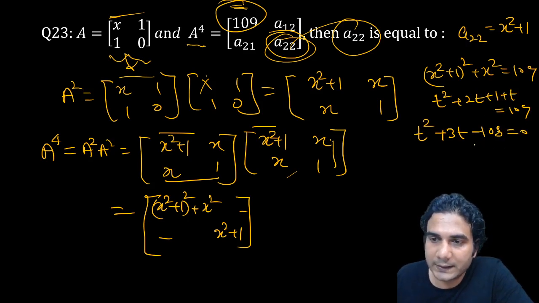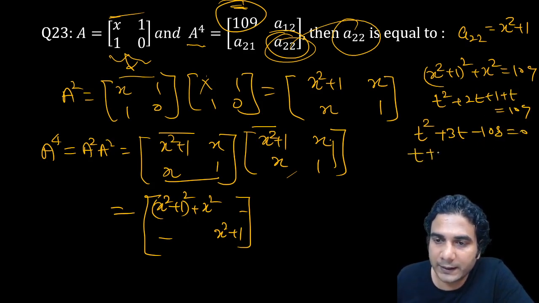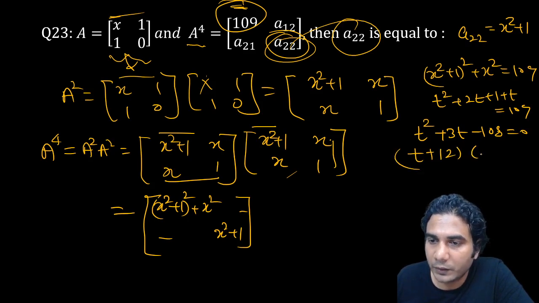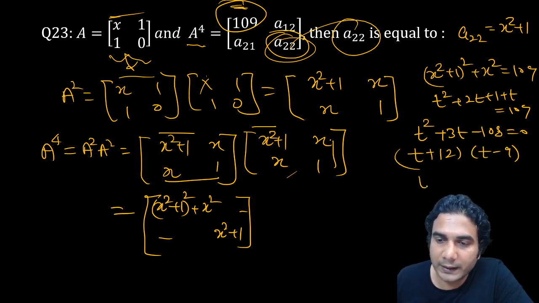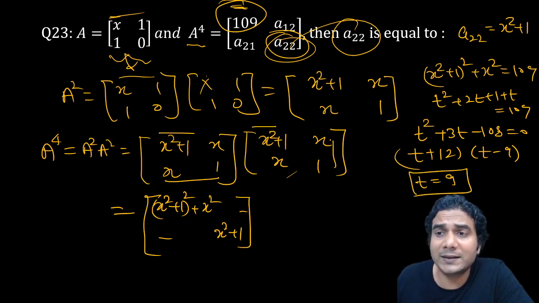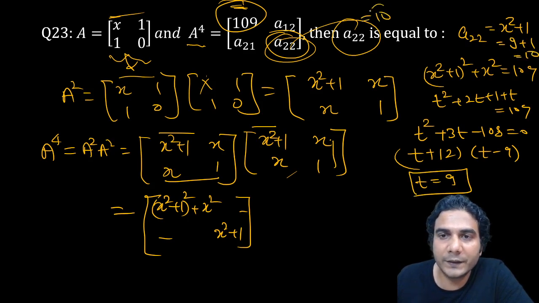So you can split this into 12 and 9. This can be written as t plus 12 into t minus 9. All right, so you'll get t is equal to 9 because t is a positive number, so t is equal to 9 will be the solution, and t is nothing but x square. So if you put it in, this will be 9 plus 1, 10. So 10 is the answer. The answer of this is 10.